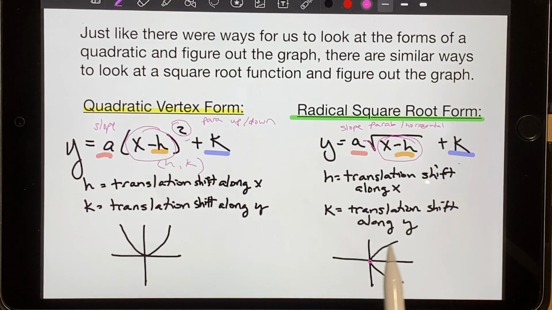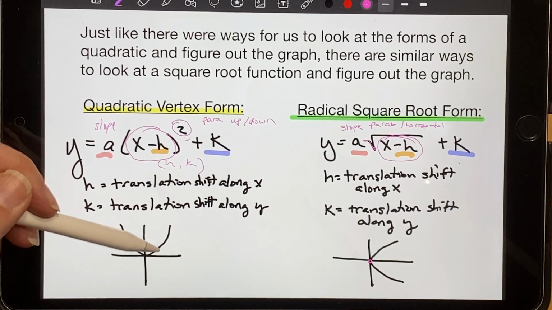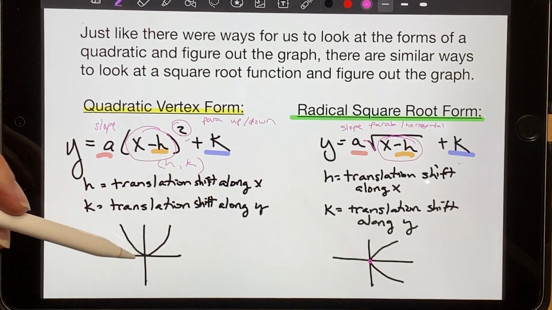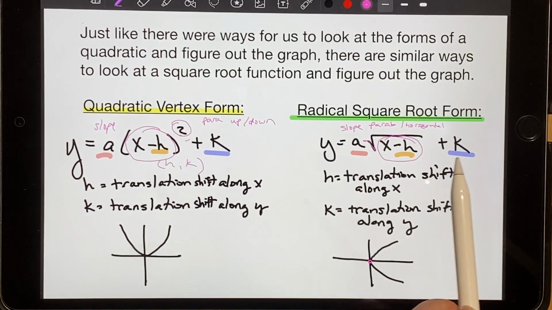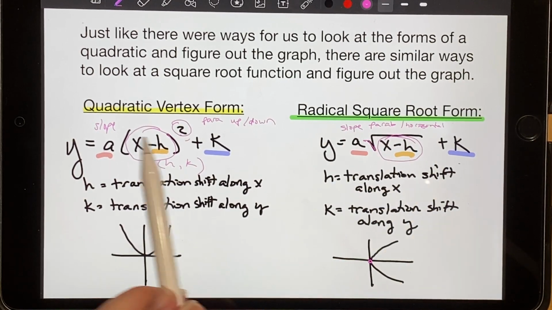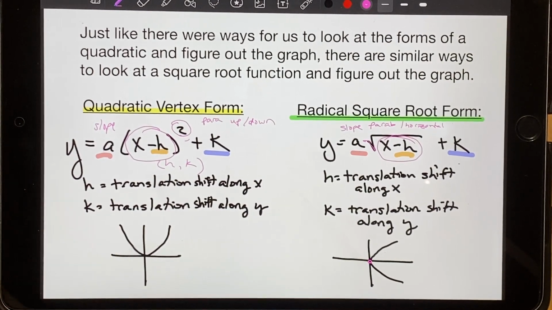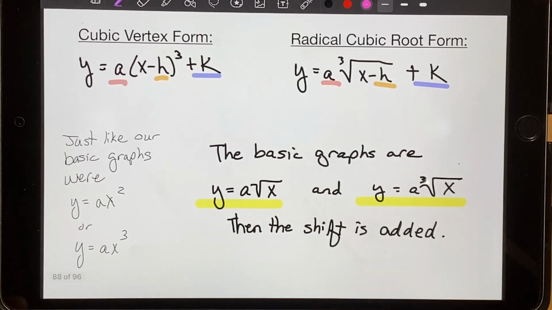So it's wrapping itself around the x-axis, where our exponent of 2 wrapped itself around the y-axis. So as we look at this brand new formula that we have, it's just the opposite of the quadratic formula that we already have, okay? So then let's translate that to cubes, okay?